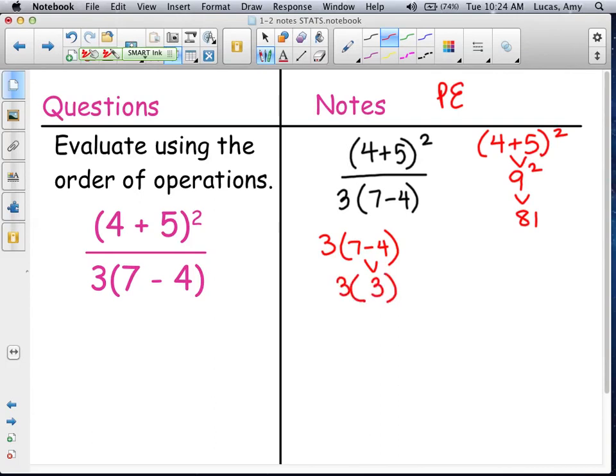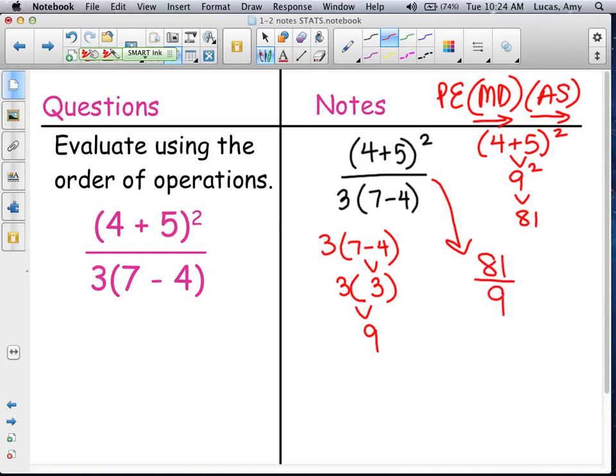Then the 3 in front of the parentheses, you should recognize means that you're going to multiply. When you have a number written right next to a parenthesis, that's what it means, multiplication. So 3 times 3 is 9. So now I have simplified this. My numerator is 81, my denominator is 9.